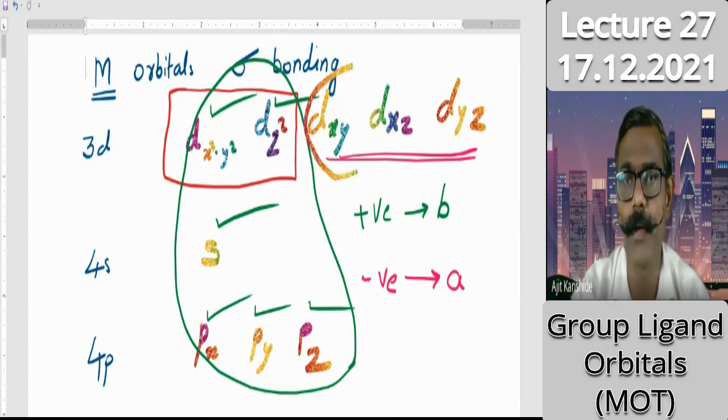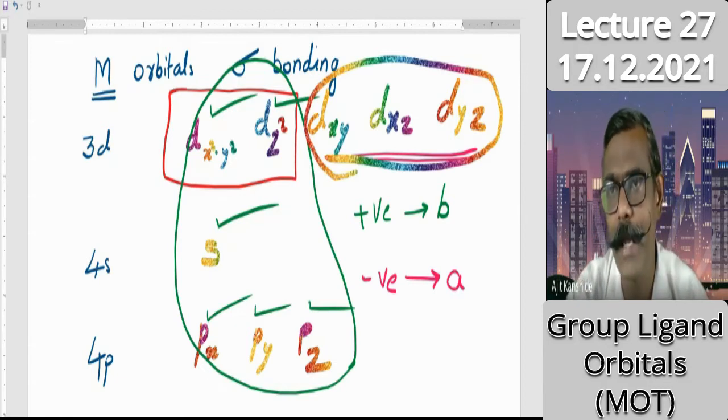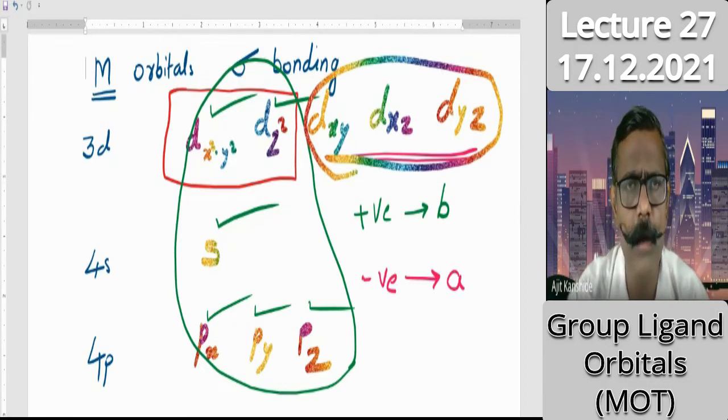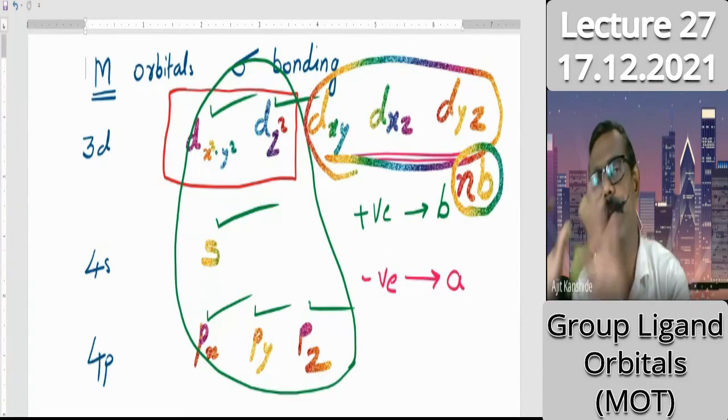But our point of interest here is these orbitals. These are non-axial orbitals. We call them T2g orbitals. I had told you about the nomenclature of these orbitals in the last lecture. So these are T2g orbitals, non-axial orbitals, which are not suitable, so they will remain non-bonding. No bonding. The energy will remain the same.